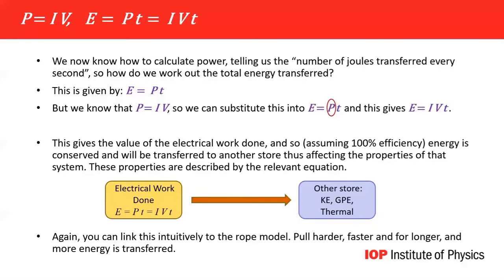Finally, it's worth going back as well to the rope model, because intuitively the rope model tells us that E equals IVT. What do students experience as that rope is pulled through their hands? They experience warming up. And so it's no surprise that the harder we pull, the faster the rope goes, and the longer we do it, the more our students' hands warm up. In other words, the greater the amount of energy transferred in the rope model.